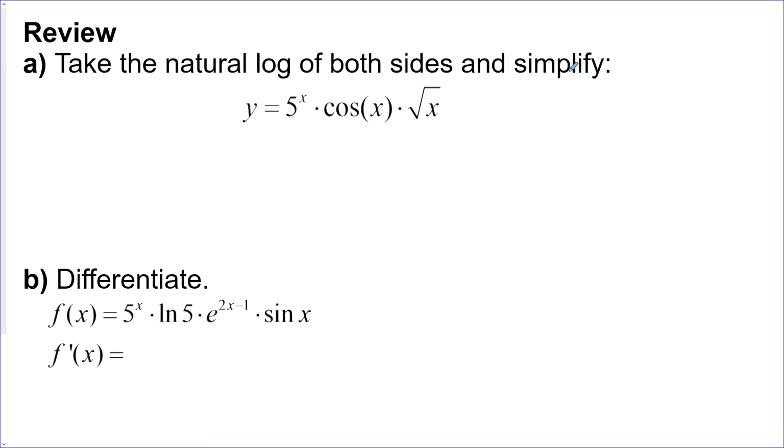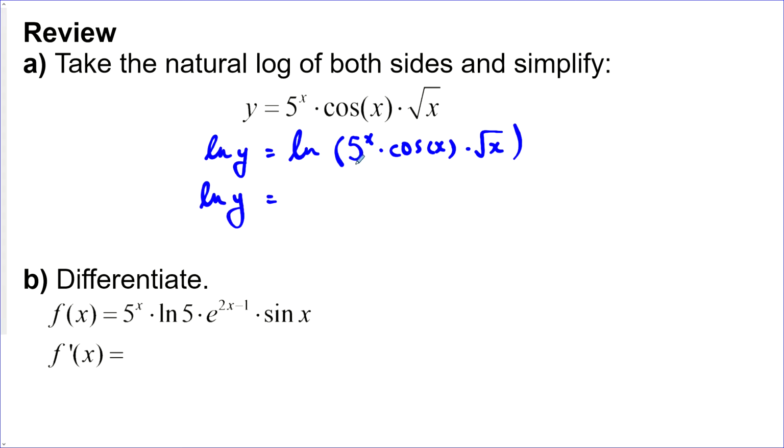Review. Take the natural log of both sides and simplify. So the natural log of y and the natural log of 5 to the power of x times cos x times the square root of x. There's nothing to simplify on the left side, but using our log laws we can break this apart, and maybe that's simpler. We'll say the natural log of 5 to the power of x, and we can take that x in the exponent position and drop it in front to be x natural log 5, and then plus, because we're multiplying inside here, the natural log of cos x plus, and we can do the same thing with this. We can rewrite the square root of x as x to the power of 1/2 and then drop it in front, so 1/2 natural log of x.